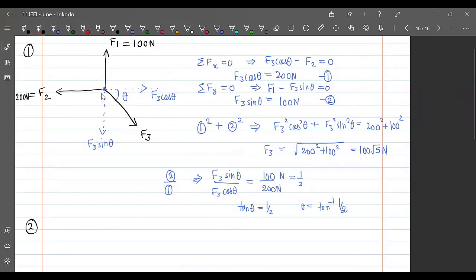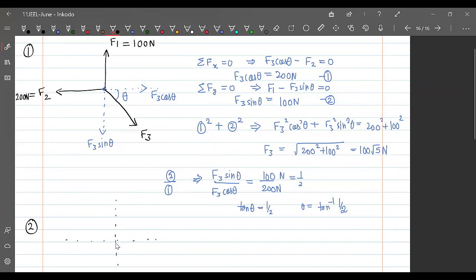Next question. Suppose here there was only one force that was not along the x and y axis. Sometimes there are two forces that are not along x and y, so you have to take the component of both the forces. So let us do one more question.